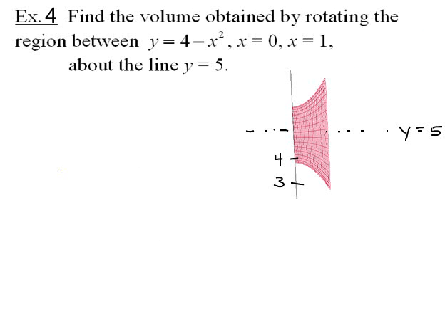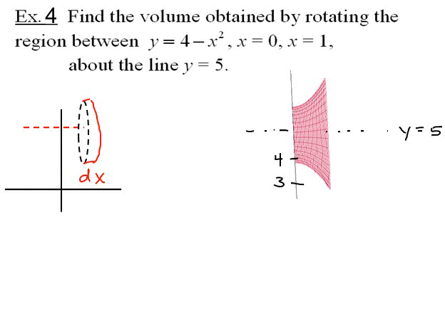In example 4, we'll find the volume obtained by rotating the region between the parabola y equals 4 minus x squared and the vertical lines x equals 0 and x equals 1 about the line y equals 5. The solid is shown at right. I usually like to draw and label a sample slice for myself. You can see that the center of each slice is on the line y equals 5, and the bottom of each slice will hit the parabola y equals 4 minus x squared. The slices will be solid, so these are discs instead of washers. I can see that the thickness of each slice is horizontal, so I'll be using dx.